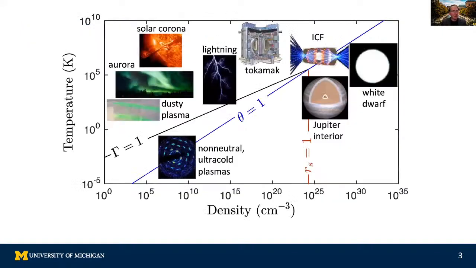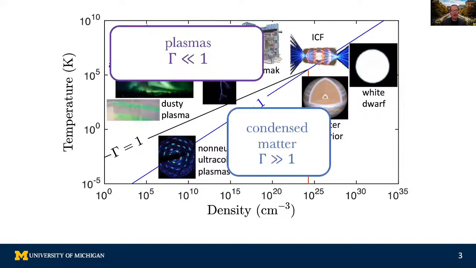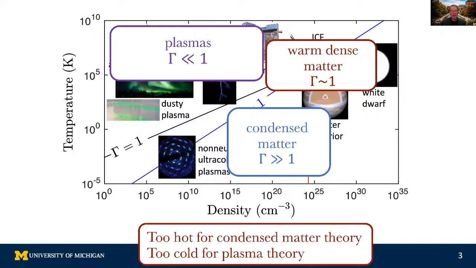Plasmas are usually hot and dilute, and plasma theory is derived using an expansion in terms of a small Coulomb coupling parameter. Condensed matter is comparatively cool and dense. Condensed matter theories are derived in terms of a large coupling parameter. Warm dense matter is an intermediate state where the Coulomb coupling strength is moderate.